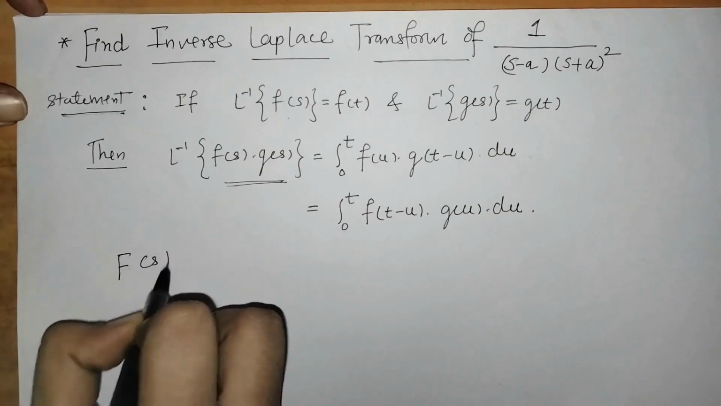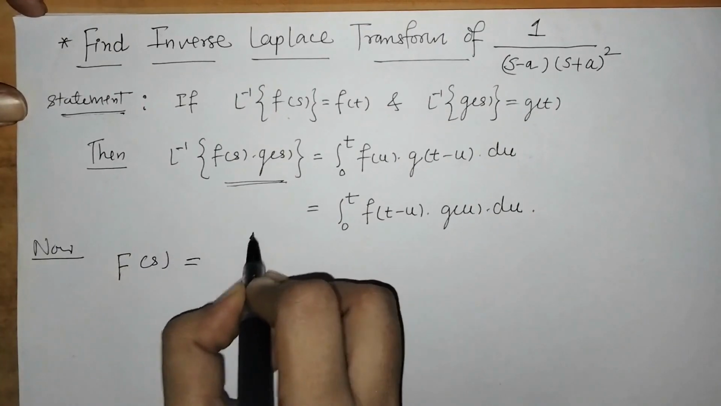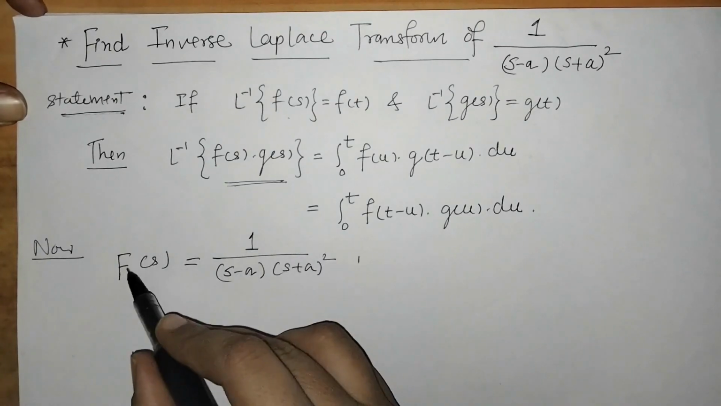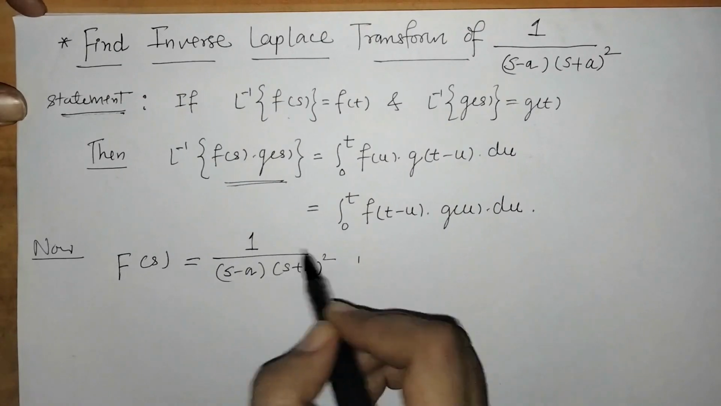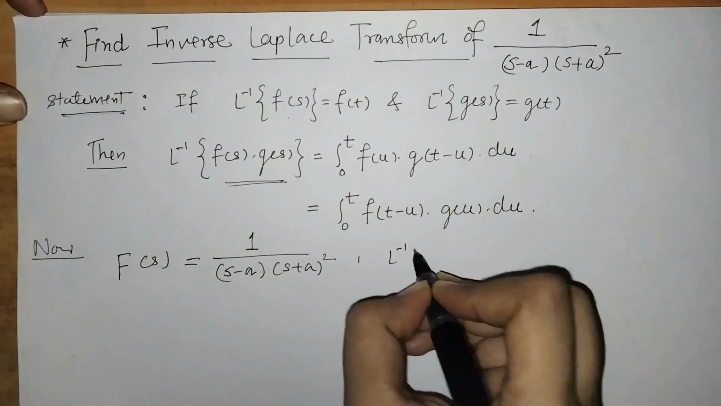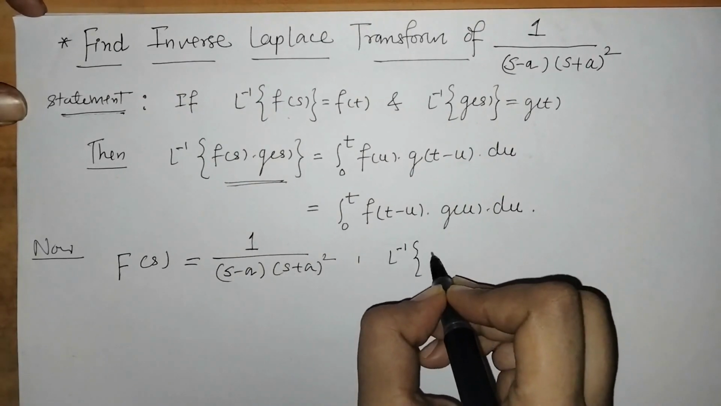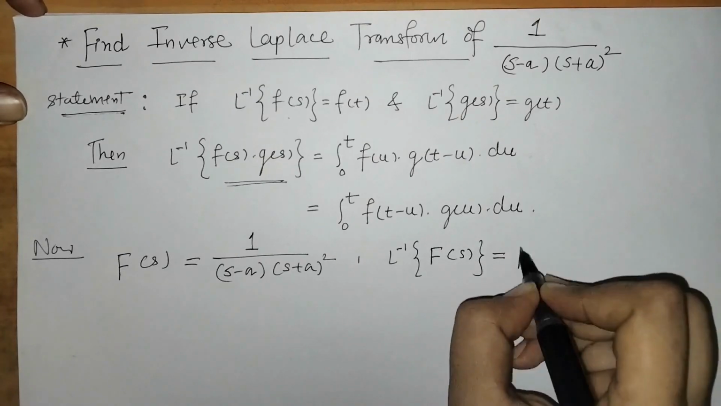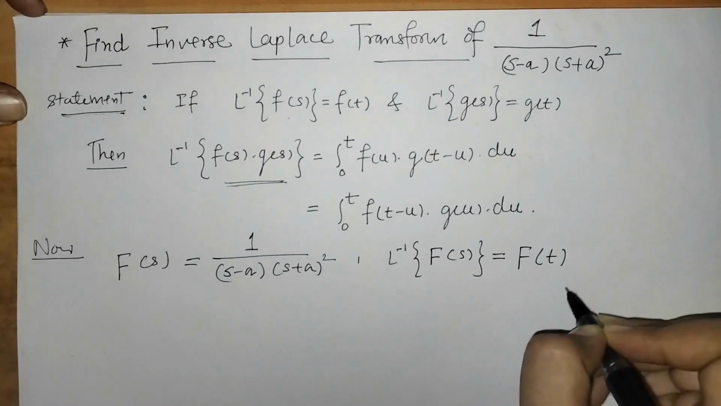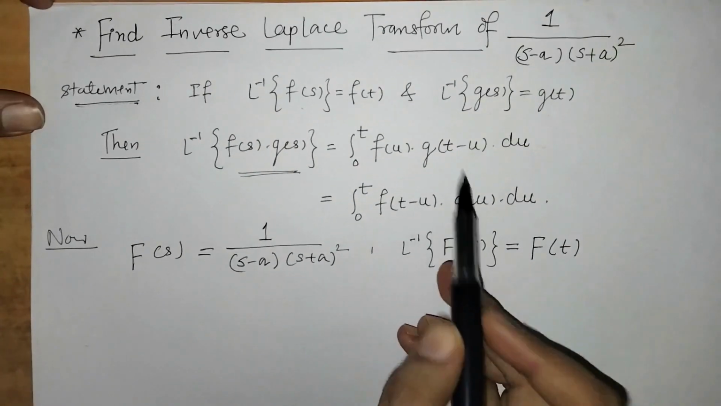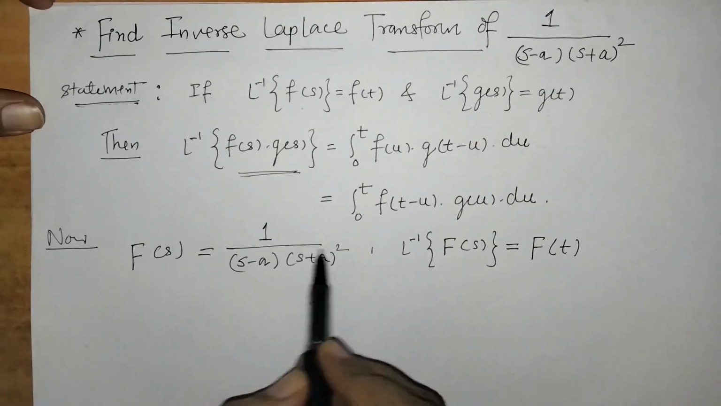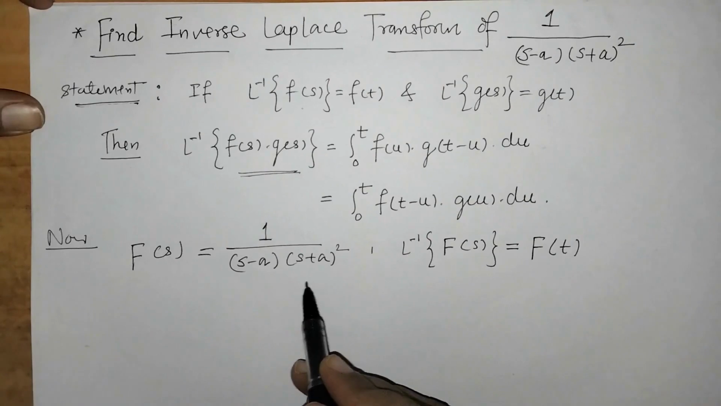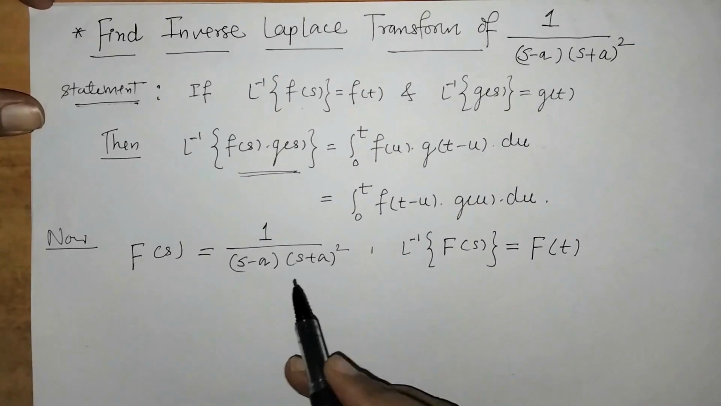So here we have to write down capital F(s) as this given function. Now we have to find its L inverse. So we get here L inverse, this is a function of t, right? So for applying this convolution theorem, what do we have to do? We have to write down this given function as two functions such that we can find their inverse Laplace easily.